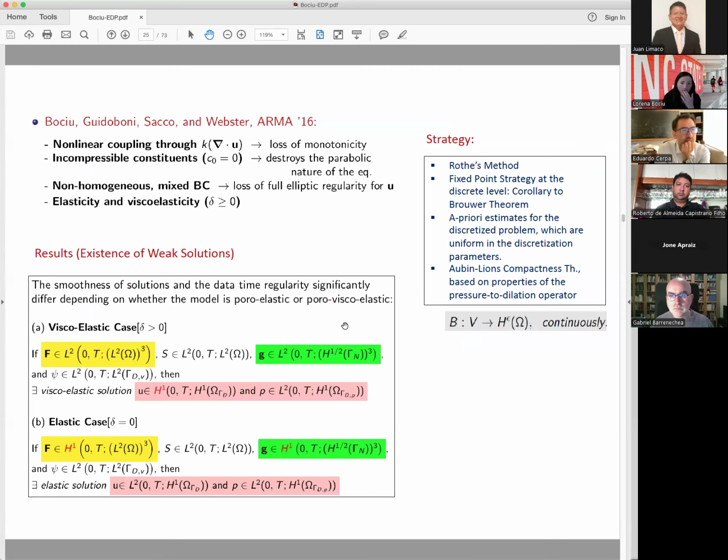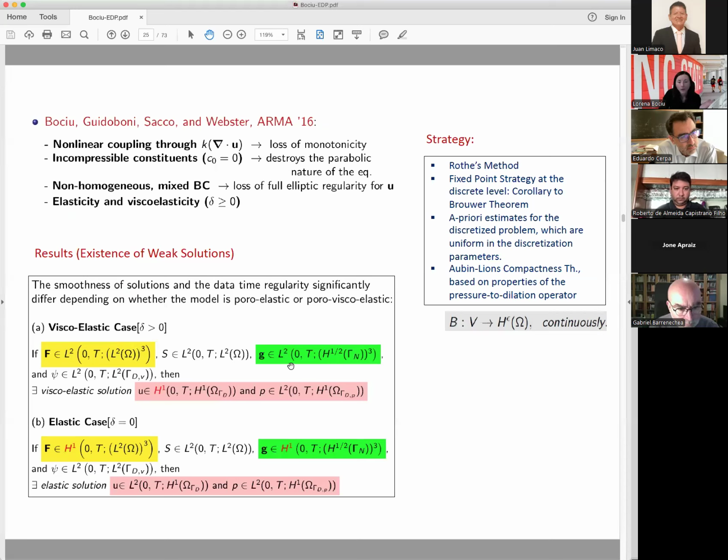And I'm not going to go through any details, but just to point out that the first result in the paper really told us how different the solution is between those cases and how dependent it's on the data, right? So what turned out is that if you add viscoelasticity, everything is nice, right? You can have your data in L2.